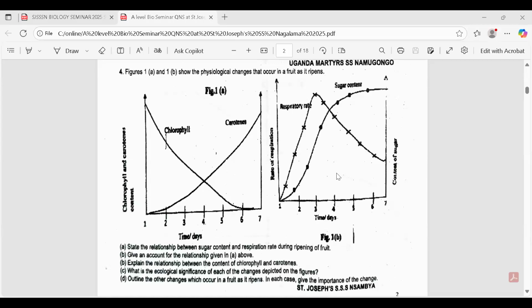And then in figure 1, part B, we have respiratory rate increasing with time, after which it reaches a peak and then decreases. And then you have the sugar concentration increasing and then leveling off towards the end of the experiment.